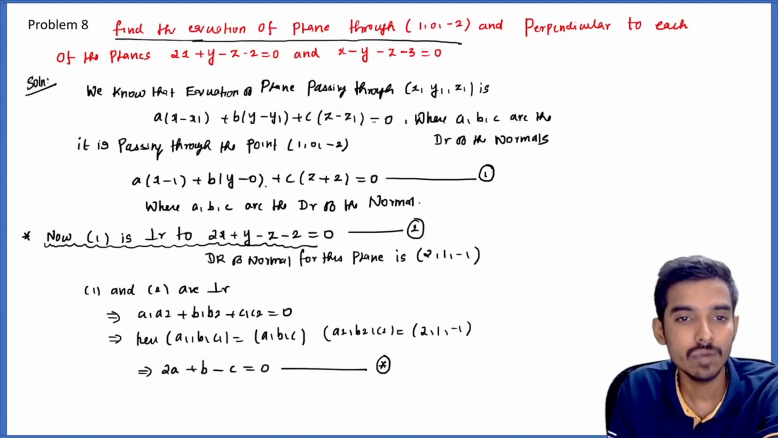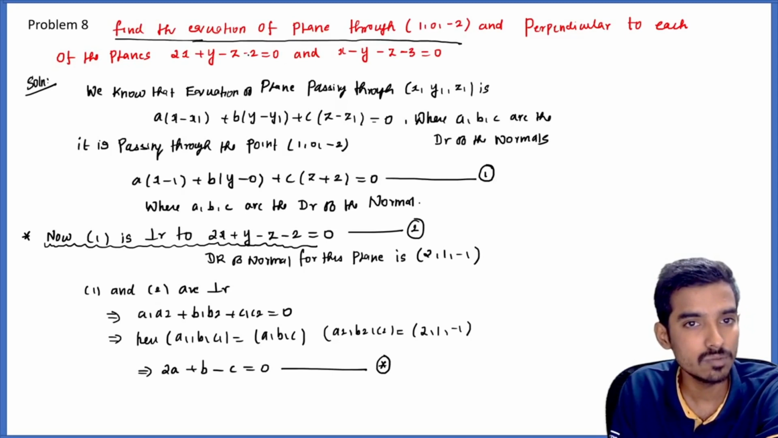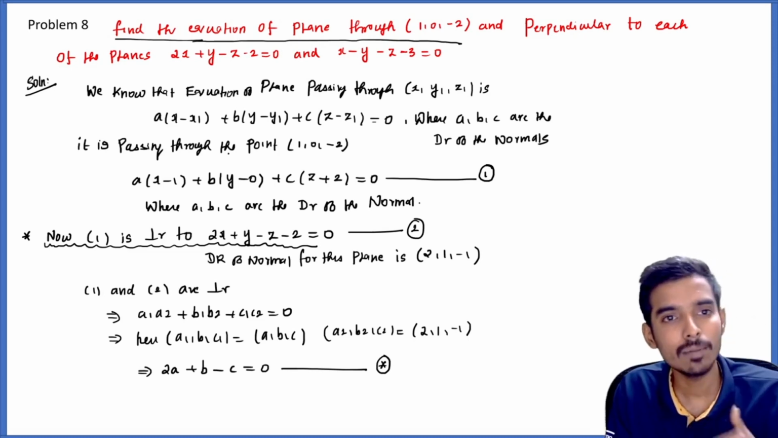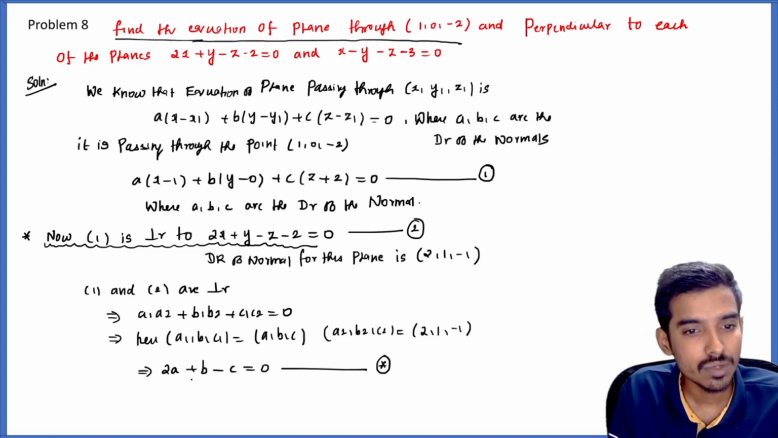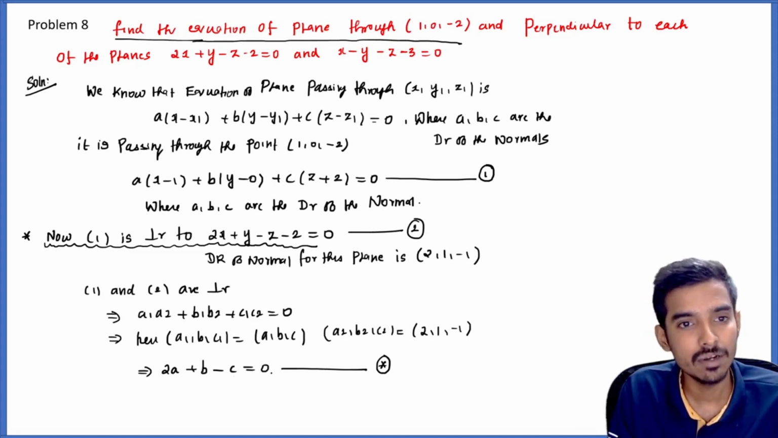Because this is a required equation. This required equation is perpendicular to this plane as well as this plane. Very simple, right? So ABC is the direction ratio of this plane. This plane is perpendicular to this plane. That means this plane has direction ratio of the normal 2, 1, minus 1, and this has direction ratio A, B, C. And both are perpendicular. That means what? 2 into A plus 1 into B plus C is equal to 0.